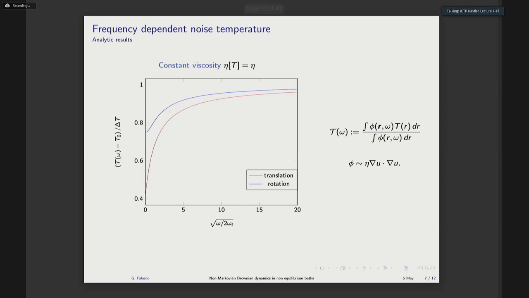And that's essentially what you can calculate analytically, assuming an effective viscosity that is constant. And here I showed you two curves, because what I calculated is for two different motions. It's for translation, but you can also do that for rotation, Brownian rotation of the particle. And since you displace fluid in a different way, so the shear modes are different, you have two different curves. So you can already imagine that different degrees of freedom will feel different kinds of effective temperatures.